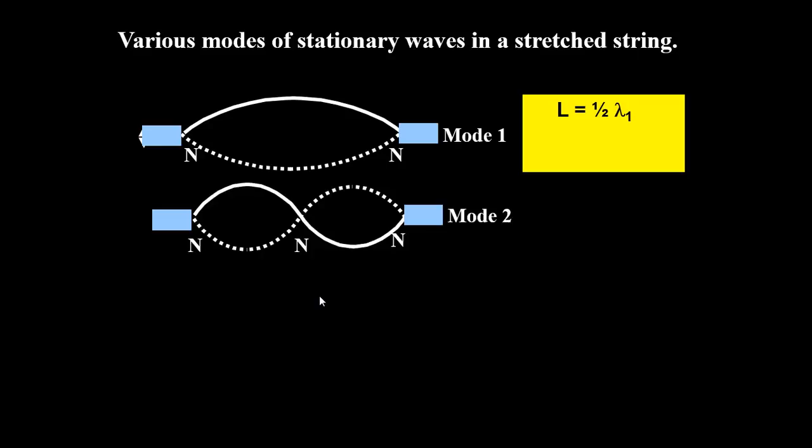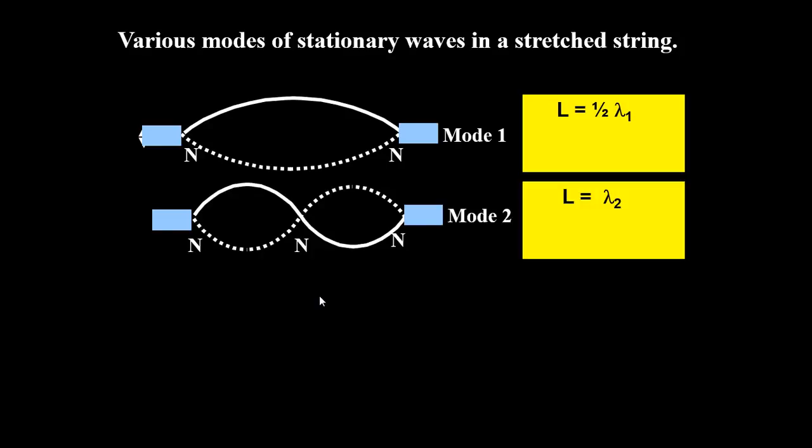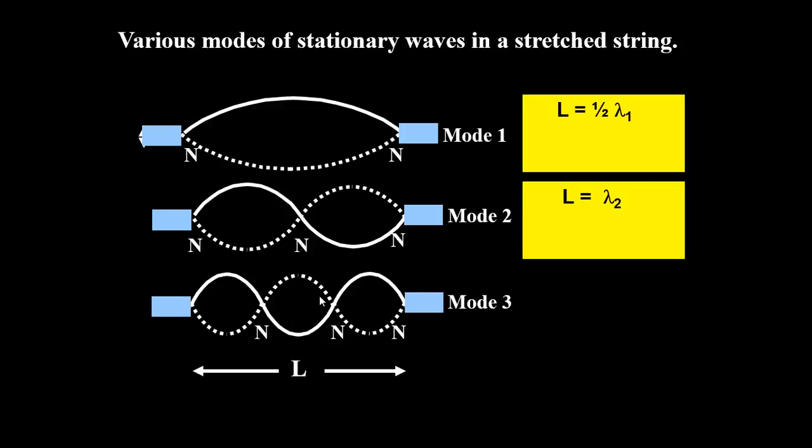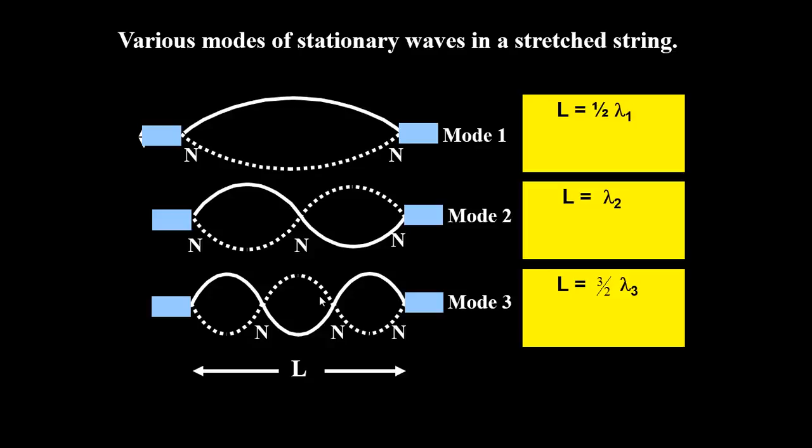Then the next lowest frequency, we call it mode 2, will be when the length of the string equals the wavelength, lambda. And then we can go higher. Mode 3 will be when the length is 1.5 lambda, and so on. So what happens here is there is a different mode of vibration. As the frequency goes higher and higher, the wavelength actually becomes shorter and shorter.